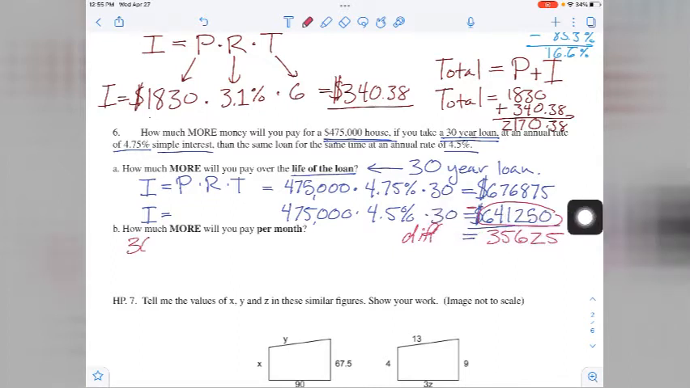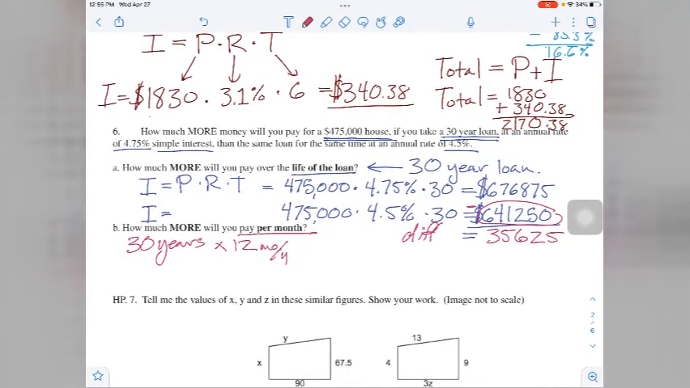So I know that it's 30 years. First, I need to convert this into months. So 30 years times 12 months per year equals 360 months. There will be 360 months where I am paying off all of these loans. And what is the difference between those?